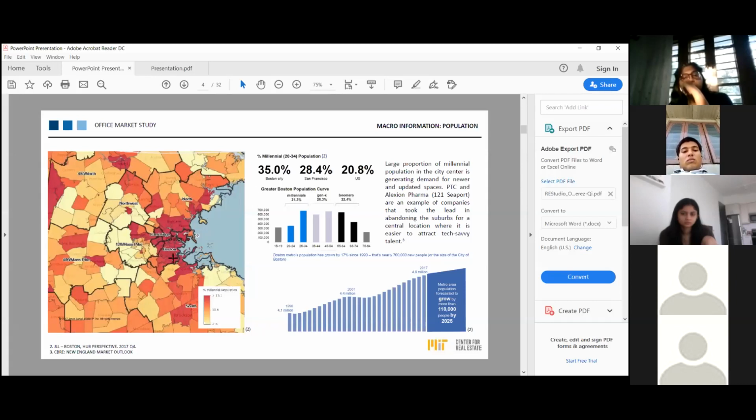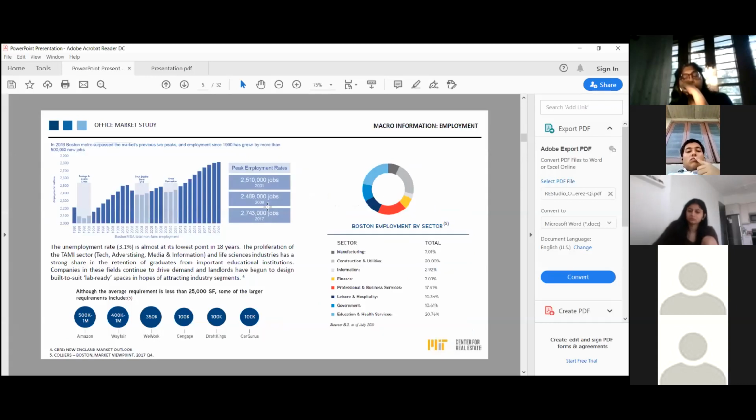And you also see this heat map about where they're concentrated. And you see it's pretty much the city center, not so much the suburbs. So depending on where your site is, you would take that into account.